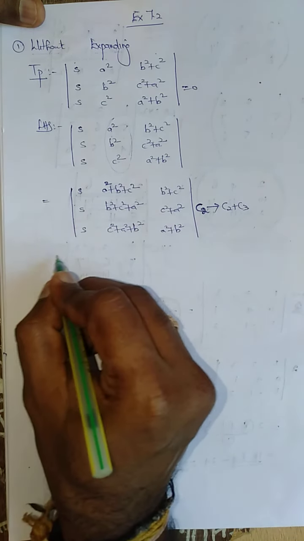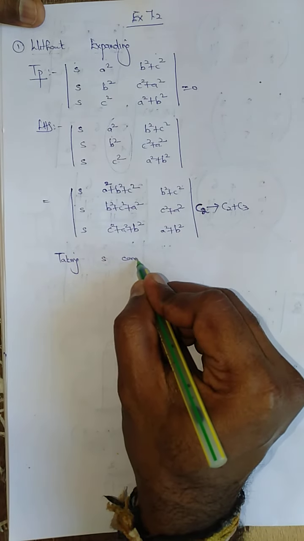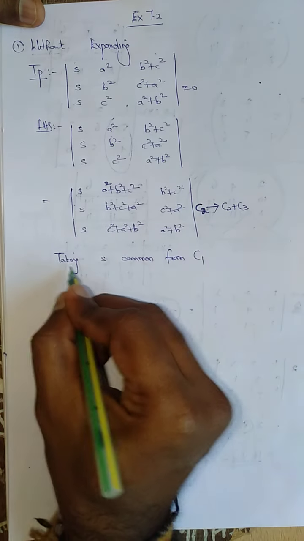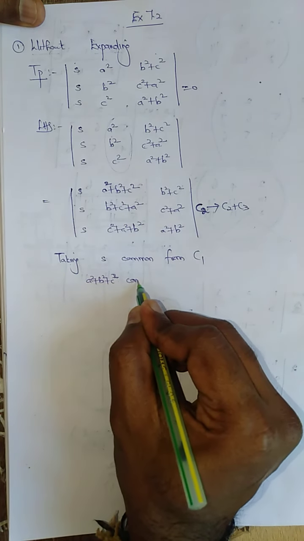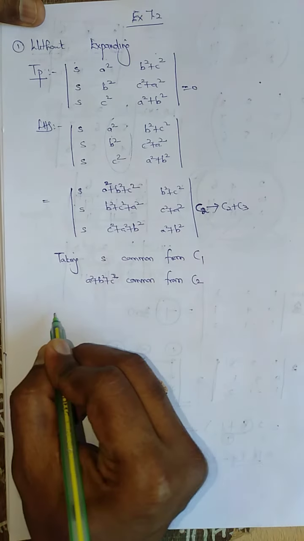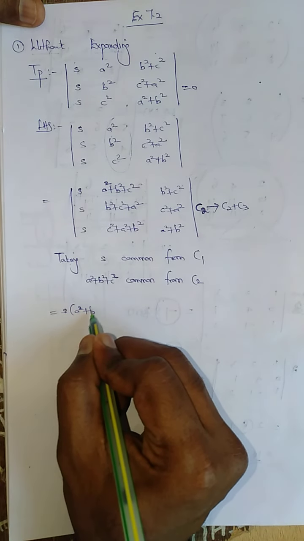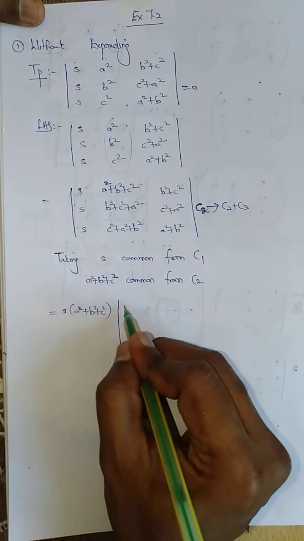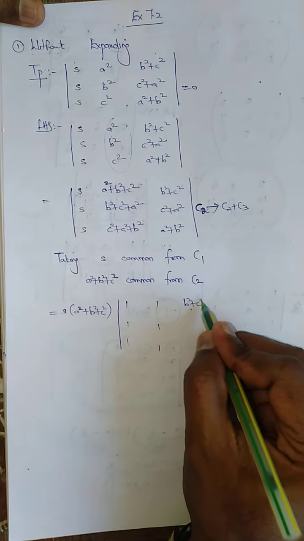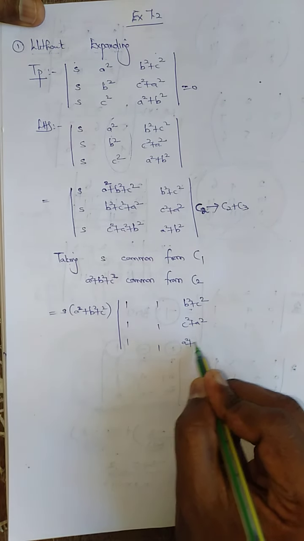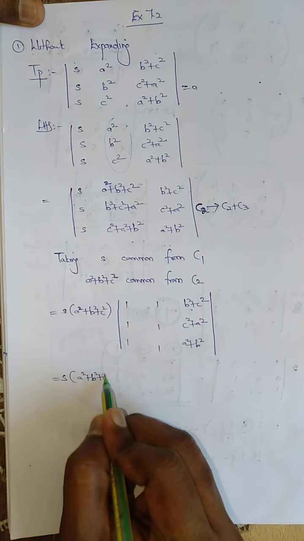Therefore, taking A square plus B square plus C square common from C2, I am going to take it outside. After taking it out, what remains is 1, 1, 1. Next, this column is B square plus C square, C square plus A square, A square plus B square. So we have A square plus B square plus C square times this determinant.